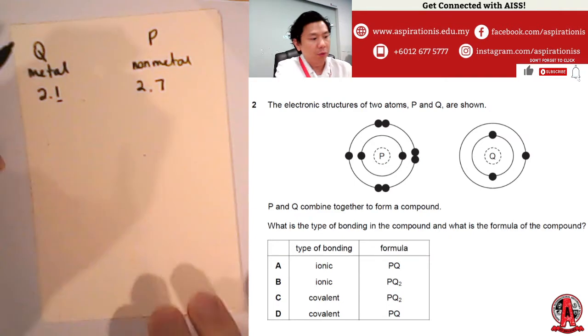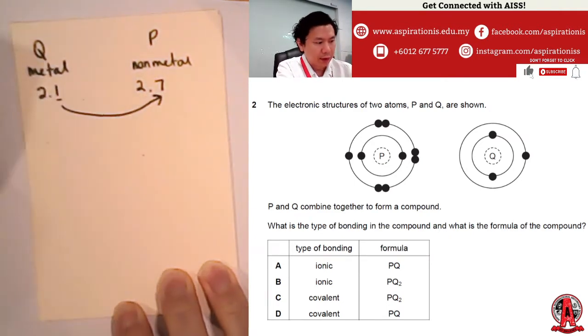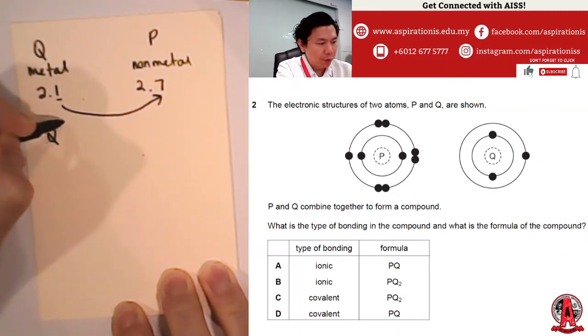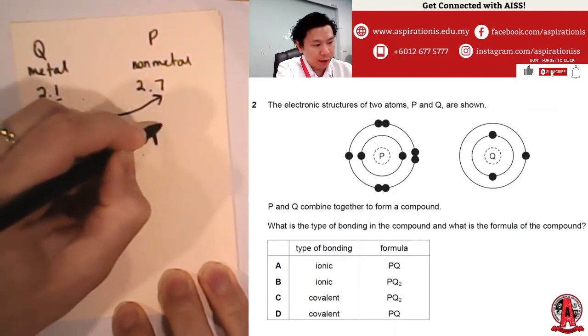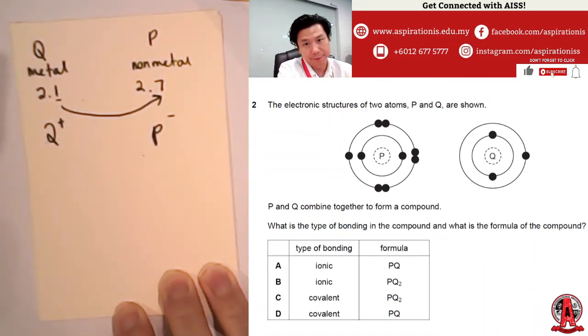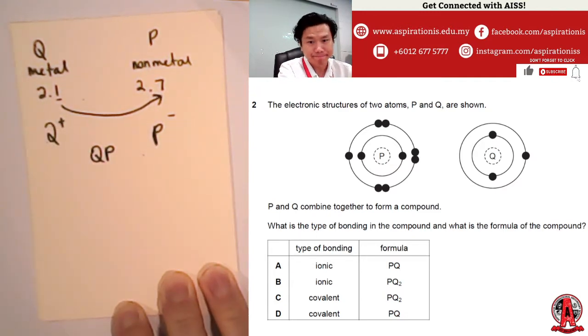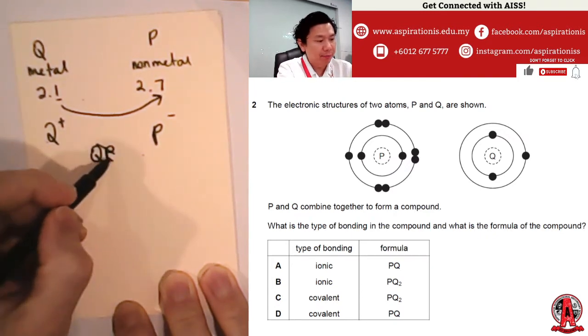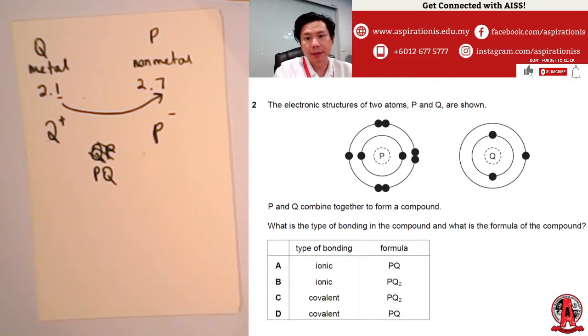Looking at a drawing, you will know that lithium will donate one electron. So then you're going to get Q. Once you have donated the electron, you are more positive. Once you have accepted an electron, you are negative. If you were to write this compound out, it will be QP. But of course, by convention, we write the metals in front. So it's PQ.